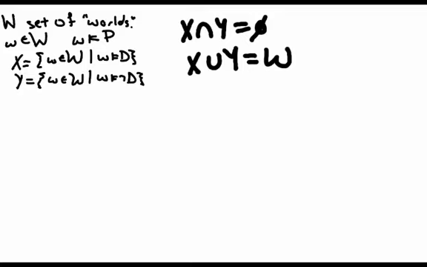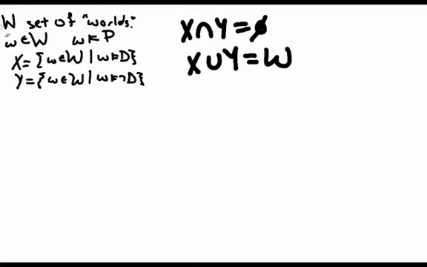Now we have a set W of worlds. We have X being the set of all worlds where the cat is dead. And we have a set Y, the set of all worlds where the cat is not dead. And we know X union Y is all worlds, and X intersect Y is empty.